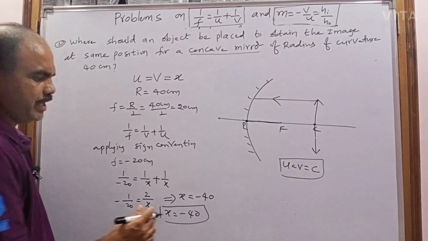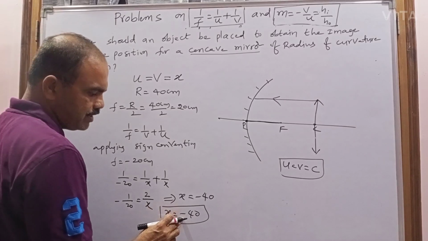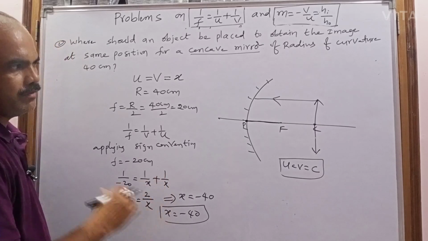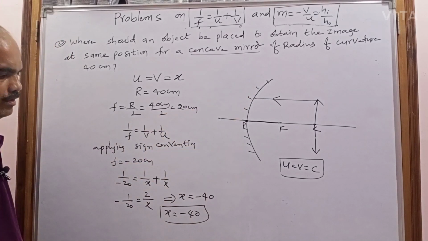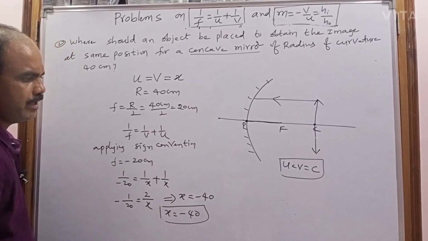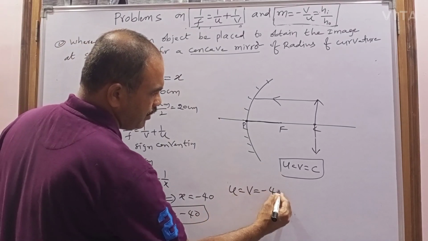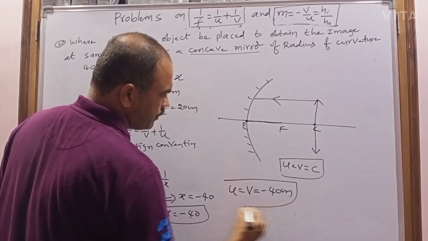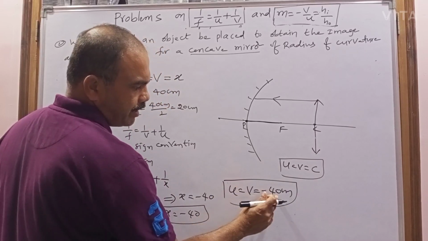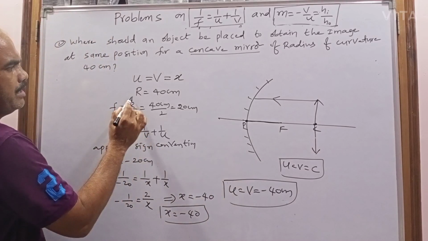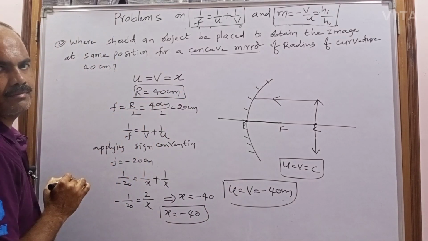The minus represents that the image will be inverted, and that the object and image will be in front of the concave mirror. So what did you get? x equals minus 40, that is, u equals v equals x, which is minus 40. And where do we have to keep the object? The object must be kept at 40 centimeter. 40 means what here? The center of curvature, because that belongs to the radius of curvature.